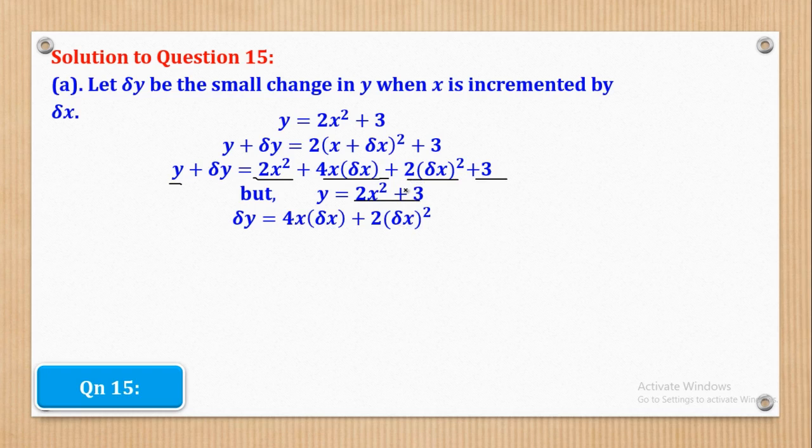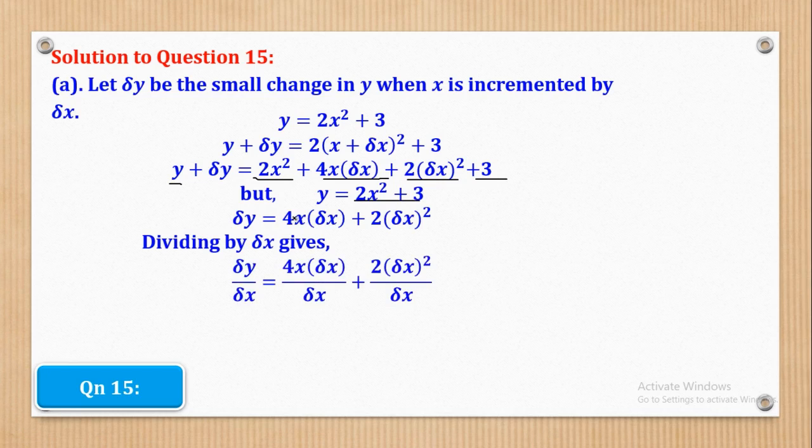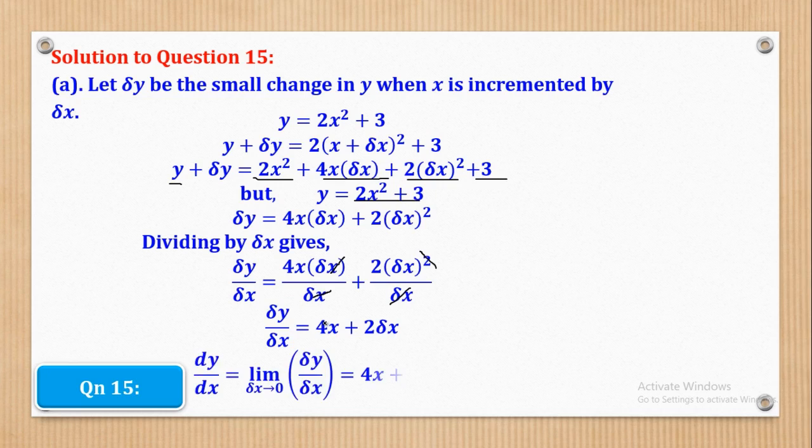Next will be to divide throughout by small change in x. When I divide throughout by small change in x, I'll come up with this. In this case, this will cancel with this and this will reduce this. So I'll come up with small change in y over small change in x being equal to 4x plus 2 small change in x. Then after that, I have to remember that dy/dx is equal to the limit of small change in y over small change in x as small change in x tends to 0.